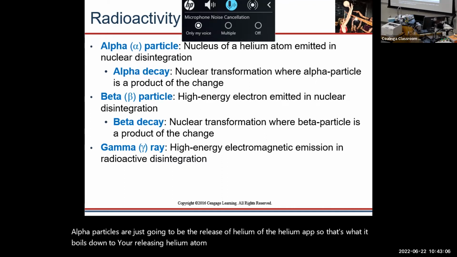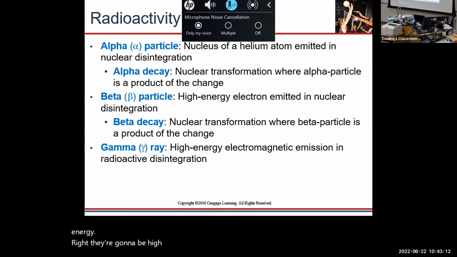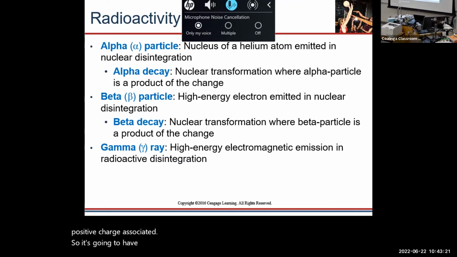Now, alpha particles are considered to be high energy, but it's high energy that has a positive charge associated with it. Okay, so it's going to have a positive charge. This is the symbol for alpha.